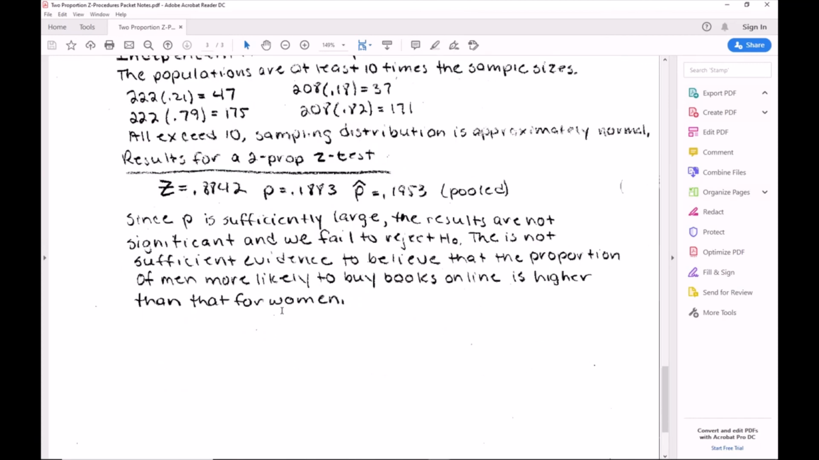Then all you have to do is tell your reader what that means in context. And sorry, I missed my RE here. So there is not sufficient evidence to believe that the proportion of men more likely to buy books online is higher than that for women. That's it. Done.